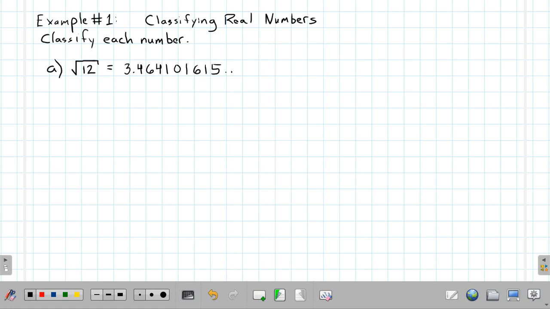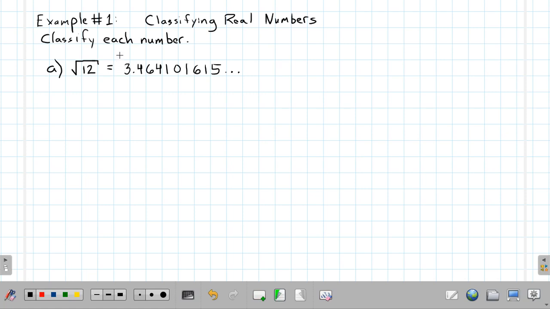Okay, so square root of 12 is actually 3.4641011615... Once again, it goes on forever, so it doesn't terminate. And as you notice, there's nothing that repeats here. So there's no common pattern that goes through and no set of numbers that repeats. Okay, so since the decimal does not repeat and it doesn't terminate, this number is irrational.